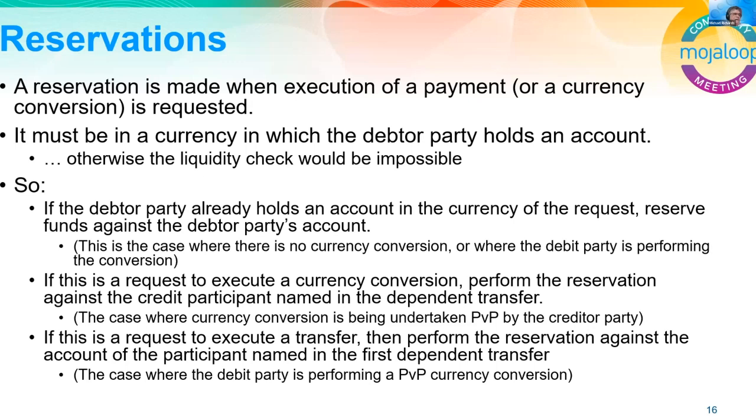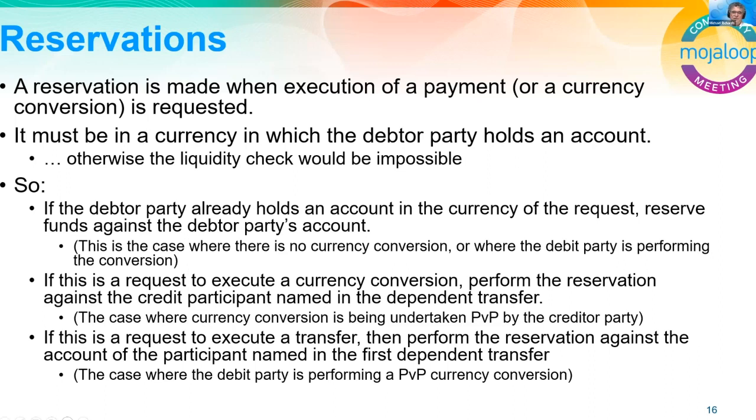If this is a request to execute a currency conversion, perform the reservation against the credit participant named in the dependent transfer. This is the case where currency conversion is being undertaken, payment versus payment, by the creditor party. If this is a request to execute a transfer, then perform the reservation against the account of the participant named in the first dependent transfer. This is the case where the debit party is performing a PVP currency conversion.